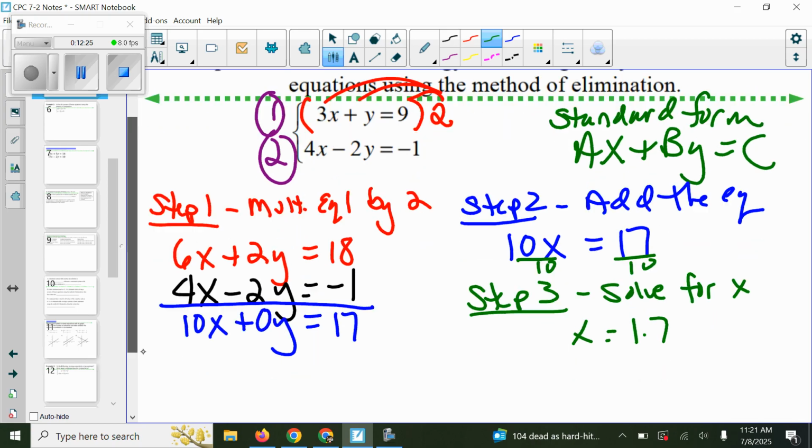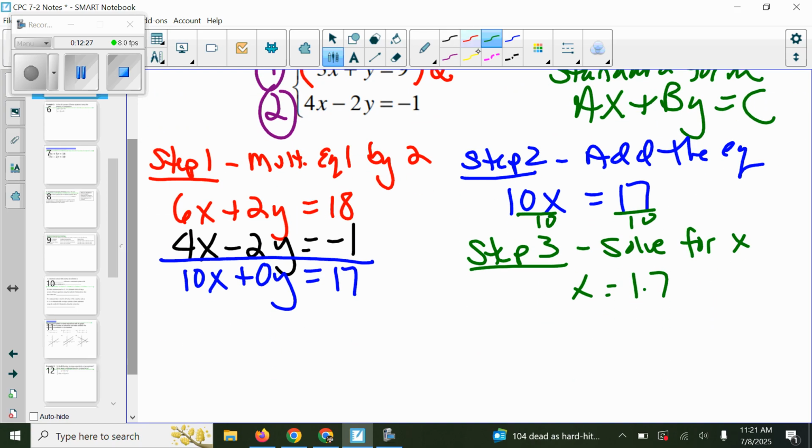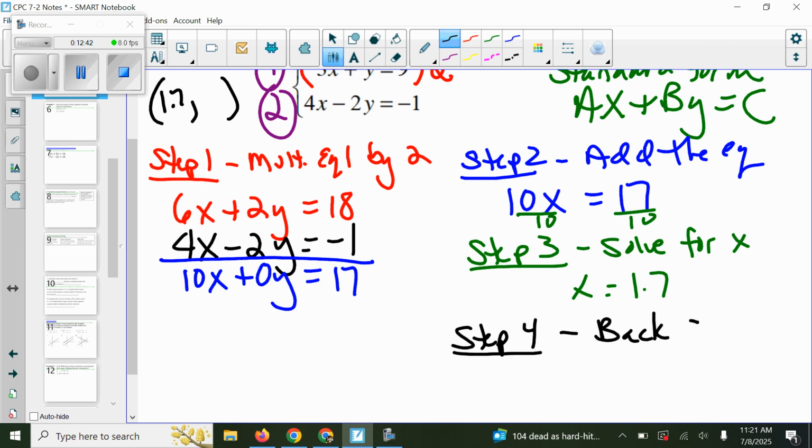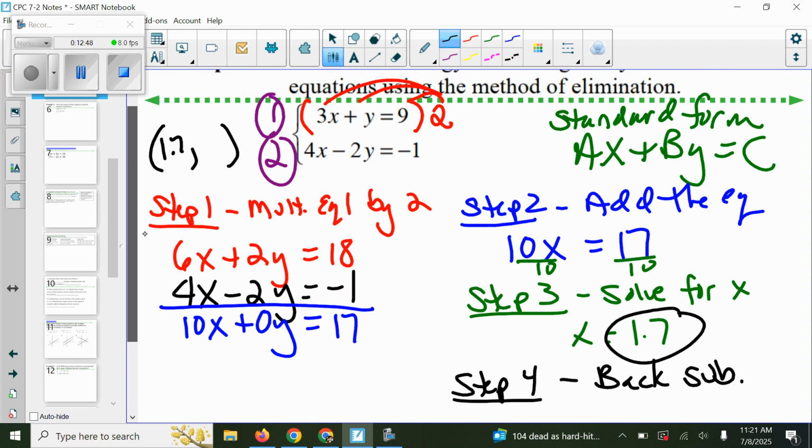Now, what do we do after we have one part of our ordered pair? Remember, our solution to the system is supposed to be a point. I have an x value. I still need my y. So step 4, I guess, is we need to back substitute, right? I'm going through our step-by-step that we talked about at the beginning here. I'm going to back substitute. I'm going to put that 1.7 back into either of the original equations.